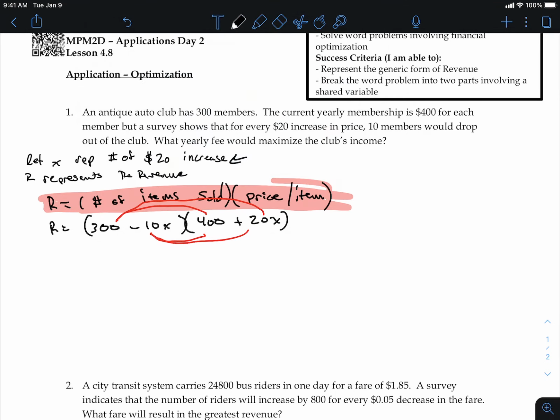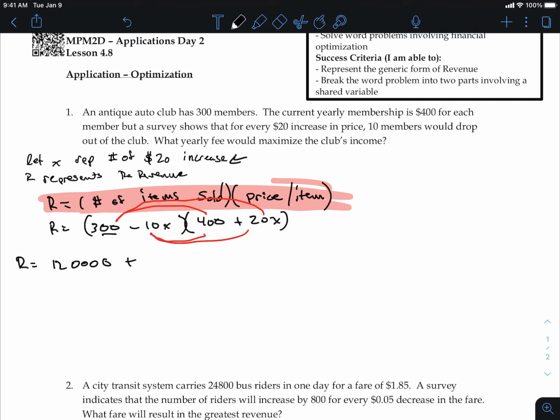Okay, and then the revenue becomes 300 times 400, which will be 120,000. Why is it 4 zeros? You add zeros. There you go. Fun fact, I'm learning with you guys.